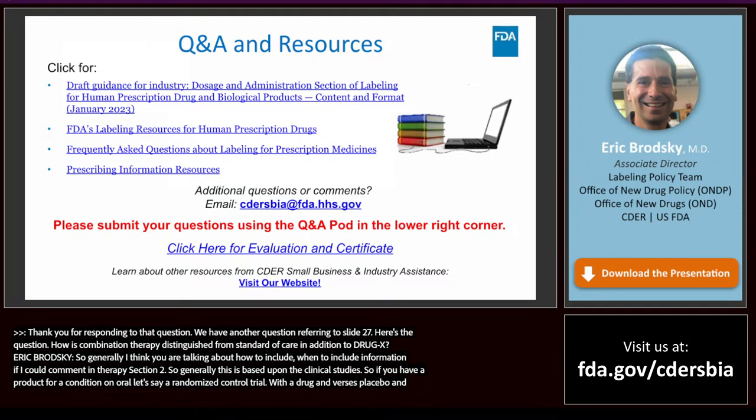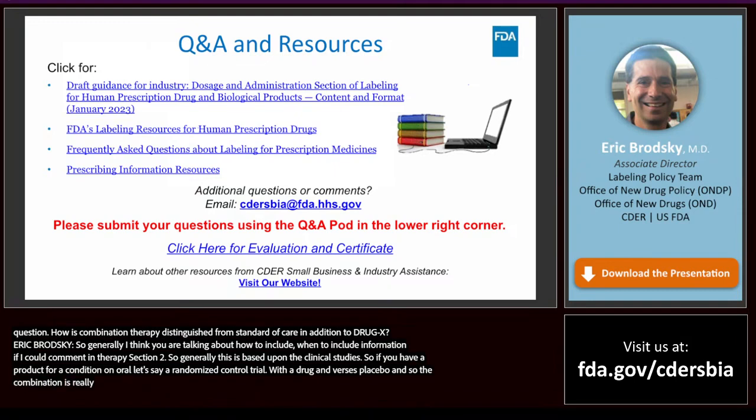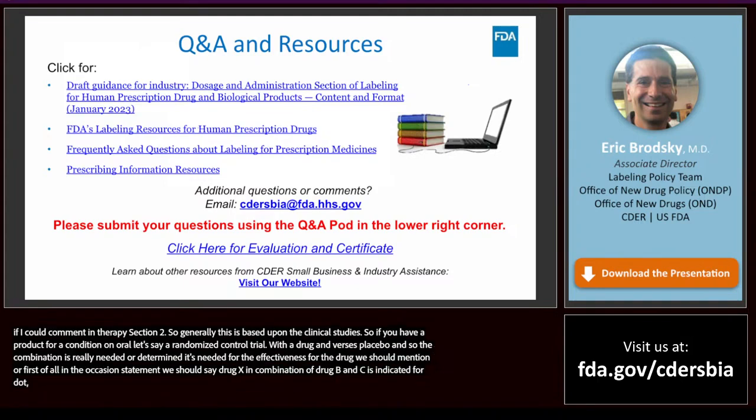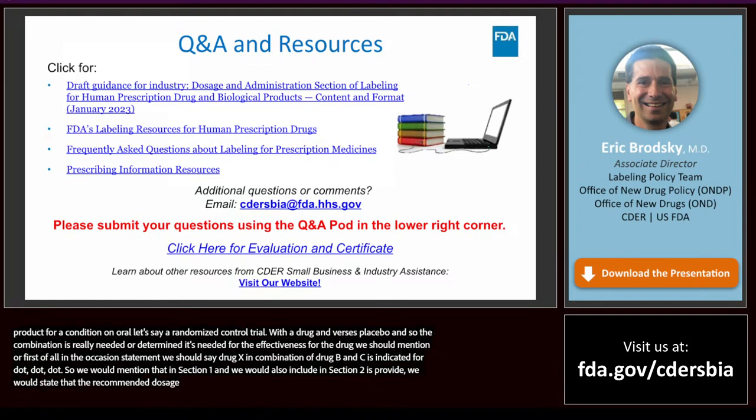So the combination is really needed, or if it's determined that it's needed for the effectiveness of the drug, we should mention, well, first of all, in the indication statement, we would say drug X in combination with drug B and drug C is indicated for dot dot dot. So we would mention that in section 1, and we would also include that in section 2. We would state that the recommended dosage for drug X in combination with drug B and drug C is, and then we'd provide the recommended dosage for the subject drug.